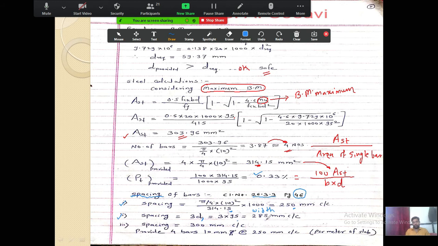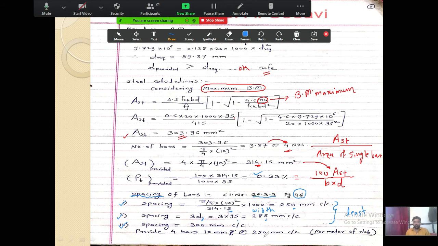So it is 285 mm center to center. Now the third thing, to calculate the spacing, it shall be taken as 300 mm. So from these three values, you need to choose the least or minimum value for the spacing. Our first value is 250, second value is 285, and third value is 300. From these three values, what is our minimum value?